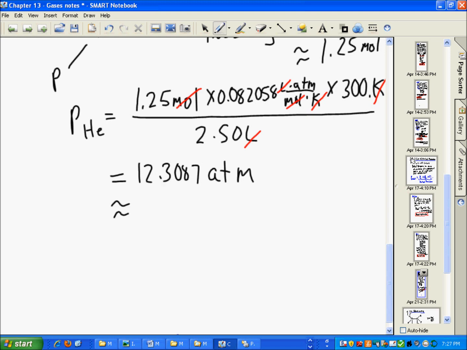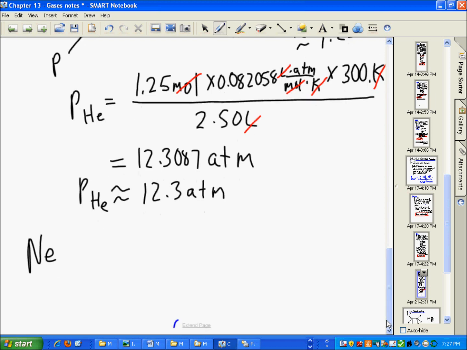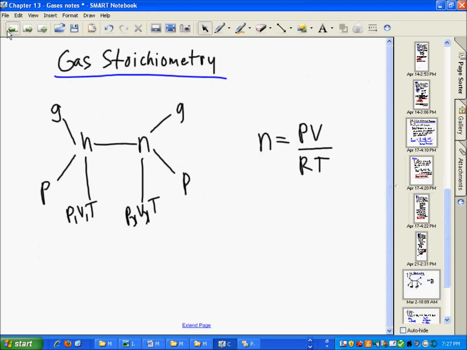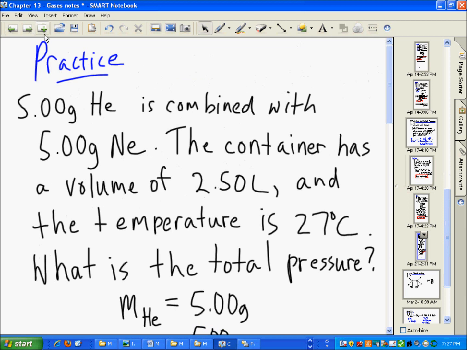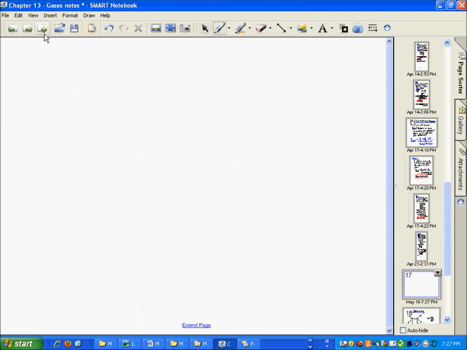12.3087, which rounds to 12.3 atm. So that's the pressure of helium. And now we need to do neon. So we have to do the same thing for neon. And we've run out of room on this page, so I'll have to go to a new page. You have to do the same thing for neon.